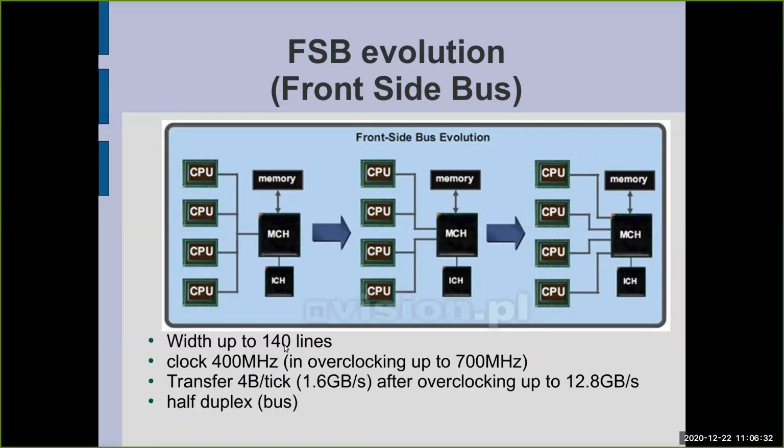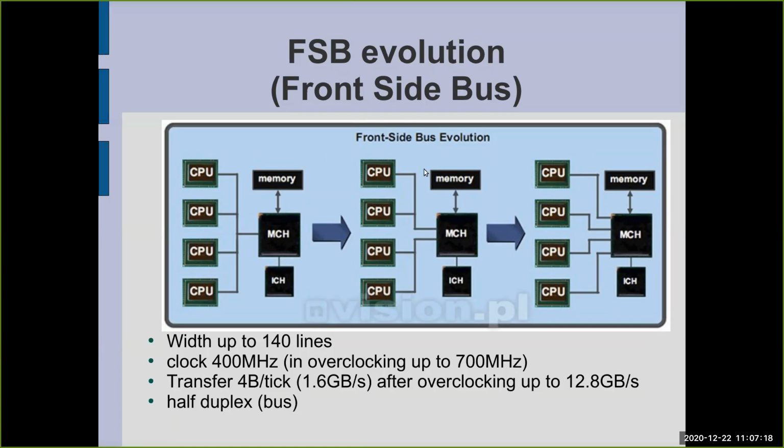For the front side bus, we had 140 lines. The clock was 40 megahertz. In some cases it was overclocked to 700 megahertz. And the speed was like this. The front side bus was half duplex. So at the same time, the processor could read data from a peripheral or send data to a peripheral, but only to a single peripheral at a time.